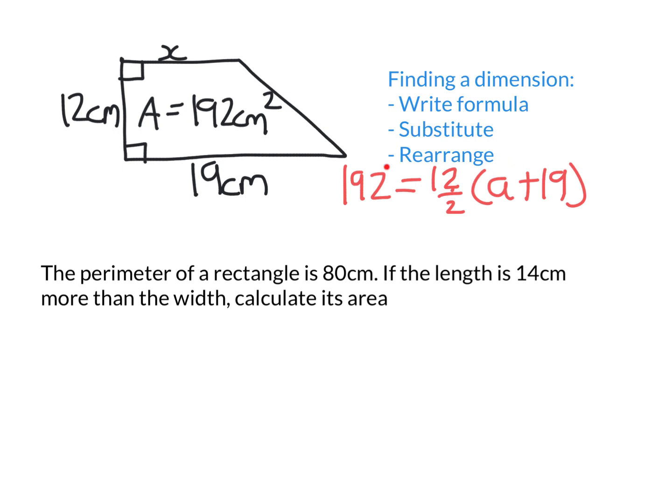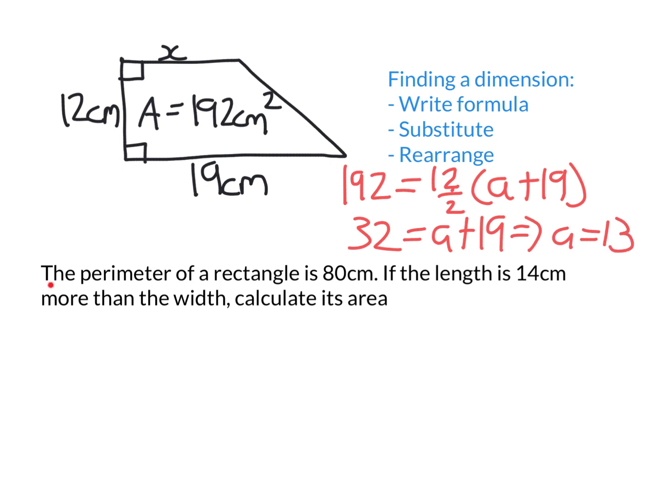So we can now solve this equation because we have only one unknown. So note that 12 over 2 is just 6. Dividing each side by 6, 192 divided by 6 gives us 32 equals a plus 19. And of course that tells us that a is equal to 13 and we're done.